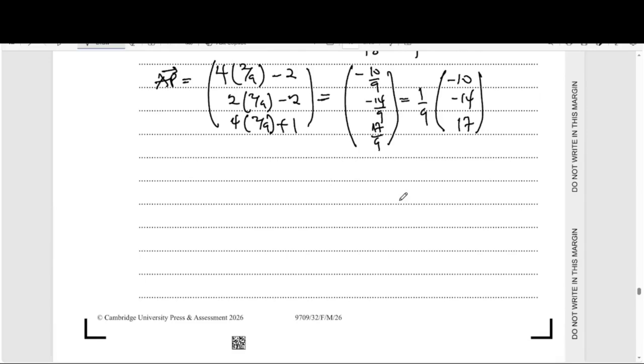So you find the distance. So the distance AP is equal to root of, because the 1/9 is a scalar, you need not write it inside the root. If you want to, you can still write it. So you can write it down outside here, then just square the ones in the vector. So 10 squared plus 14 squared plus 17 squared.